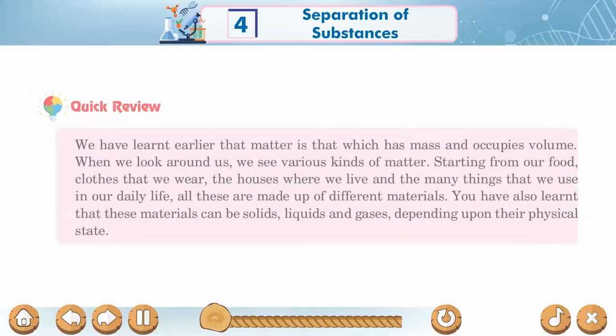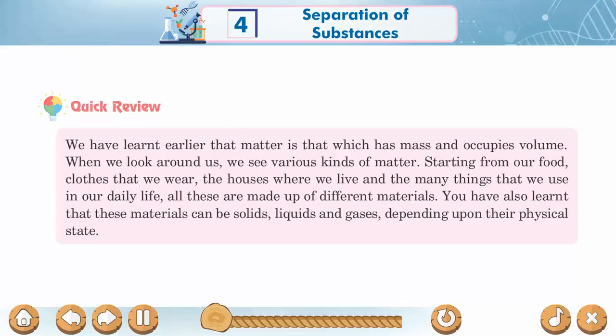Quick review. We have learnt earlier that matter is that which has mass and occupies volume. When we look around us, we see various kinds of matter, starting from our food, clothes that we wear, the houses where we live, and the many things that we use in our daily life. All these are made up of different materials. You have also learnt that these materials can be solids, liquids, and gases, depending upon their physical state.